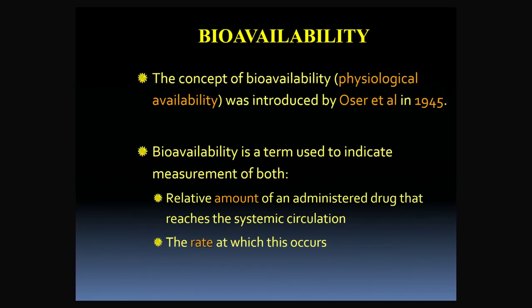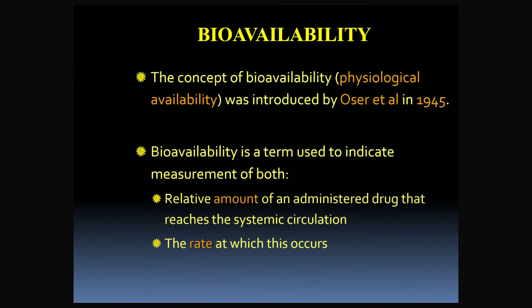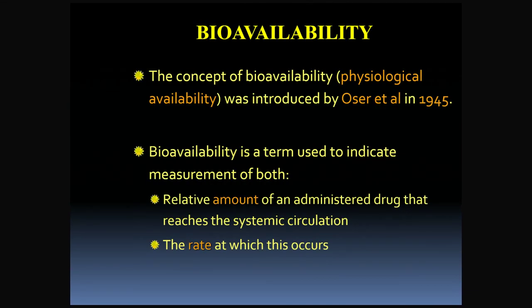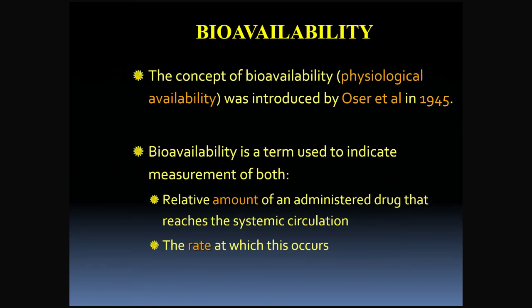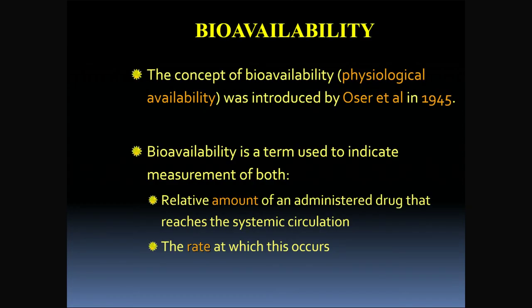Ozer and his team pioneered the term physiological availability in 1945 to quantify how effectively a drug transitions from its dosage form into the body's internal environment. We define bioavailability through two primary metrics: the relative amount of the dose that successfully navigates physiological barriers, and the velocity or rate at which this entry into the systemic circulation happens.